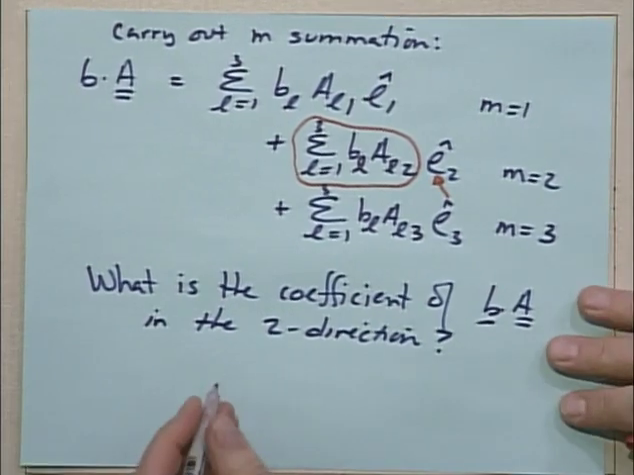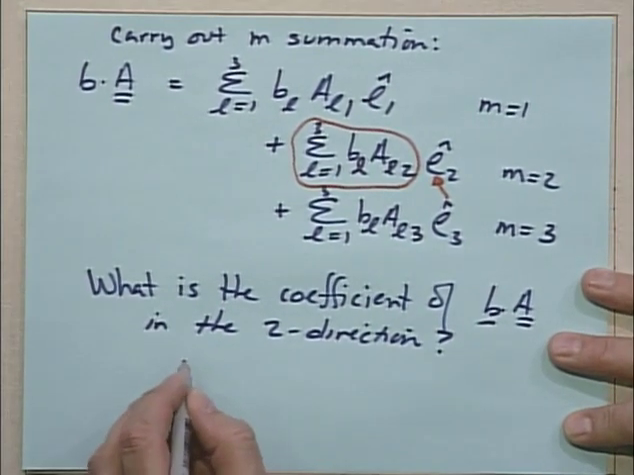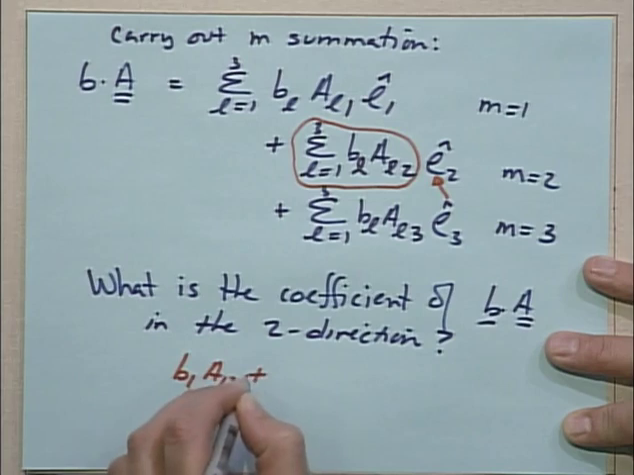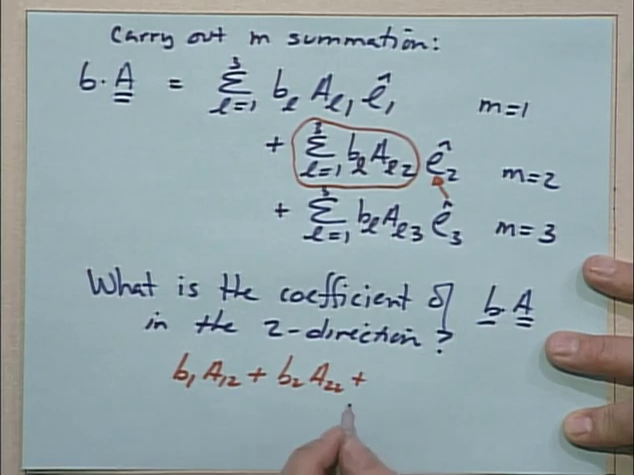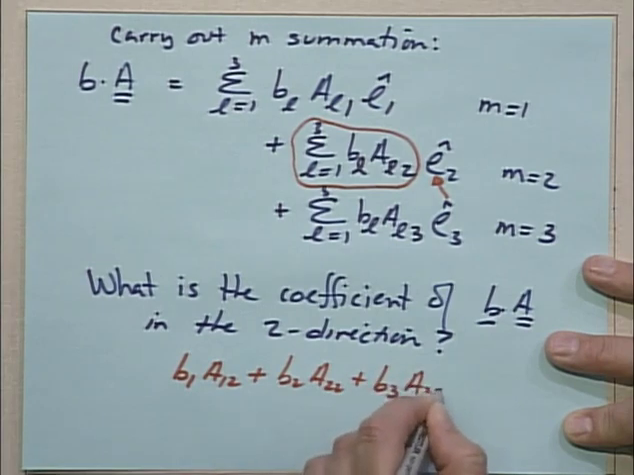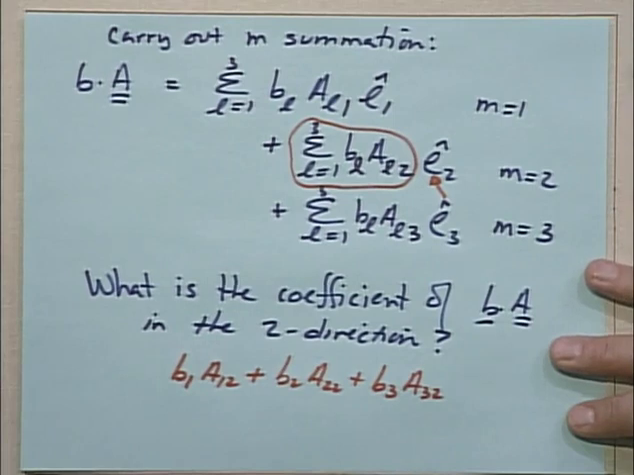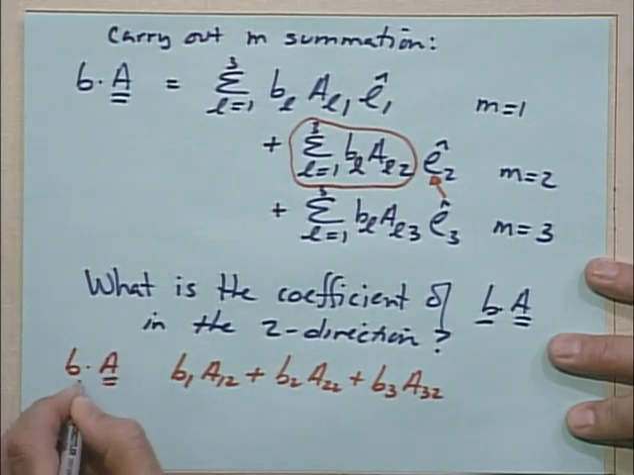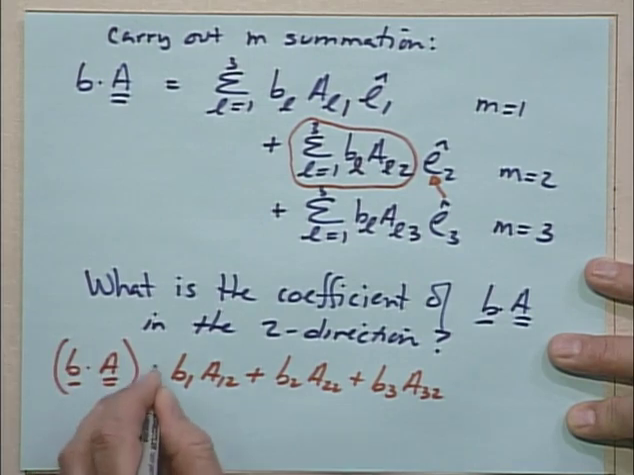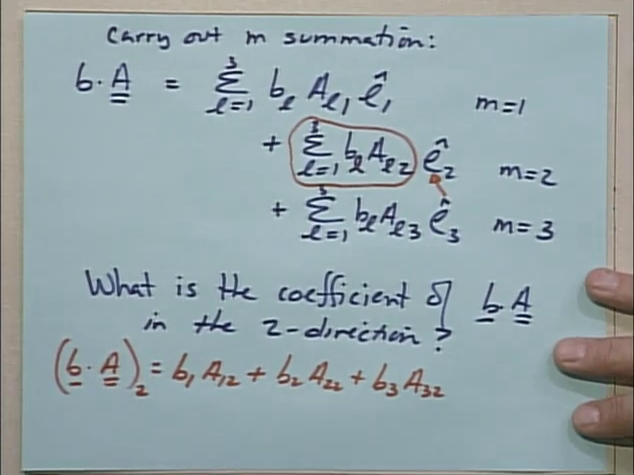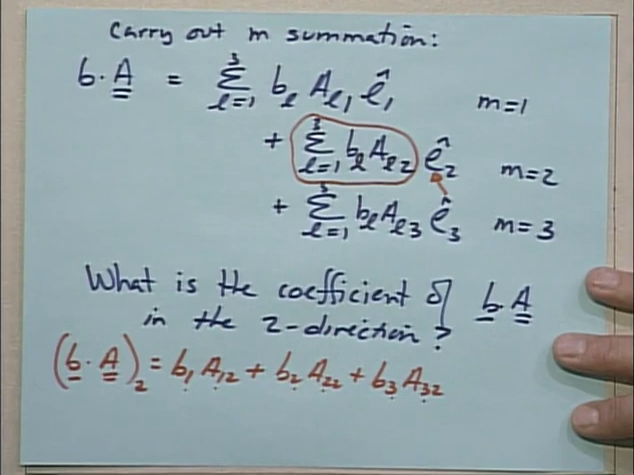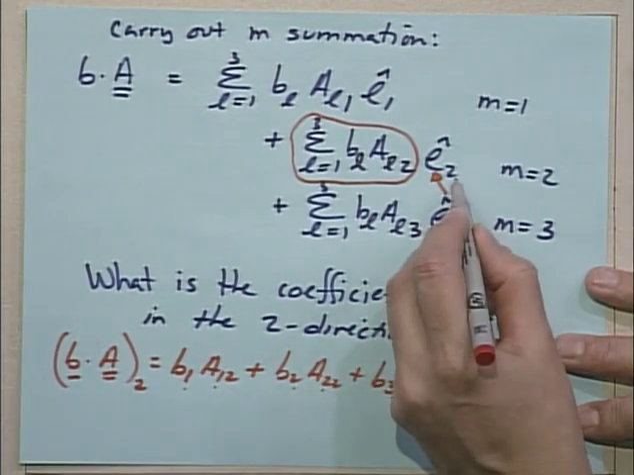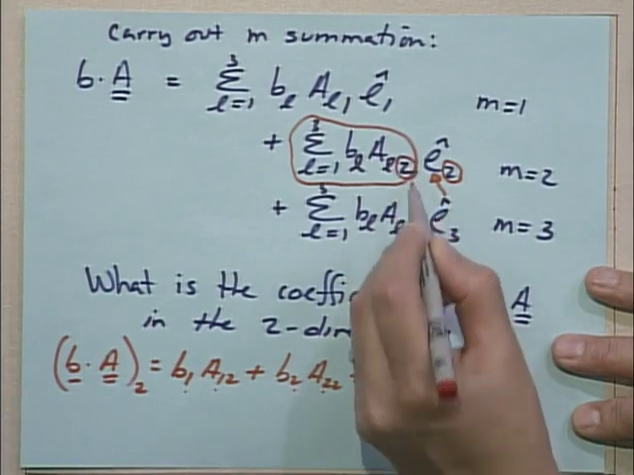If we wrote that out completely, the answer would be, we have to do the sum, L equals 1 to 3. So it's B1A12 plus, now L is 2, B2A22 plus, now L is 3, B3A32. That's the coefficient of B dot A. B dot A in the 2 direction is this. Here's L equals 1, 2, 3. Everything in the 2 direction has a 2 in this second location on the A.